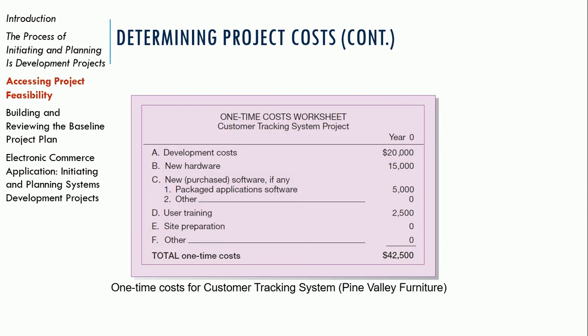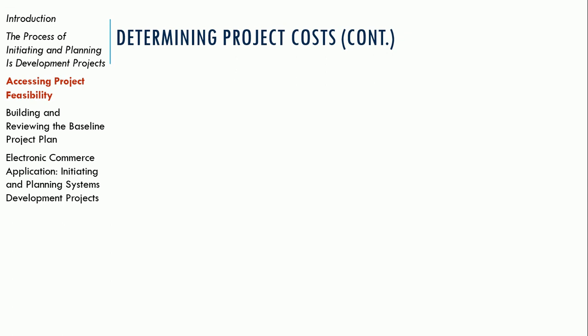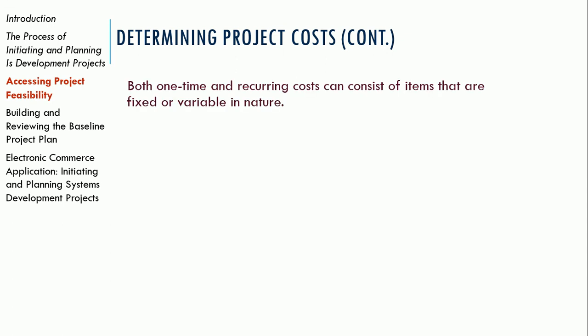So we could use some kind of worksheet. And again, this is from the Pine Valley Furniture example in Modern Systems Analysis and Design, 8th edition by Valacich and George. So they use this example as a worksheet for calculating one-time costs, as well as recurring costs. And again, you can use some of the examples here to brainstorm what those might be in a project. And once again, this is where that experience probably comes into play, right? Having that background and experience to do this.